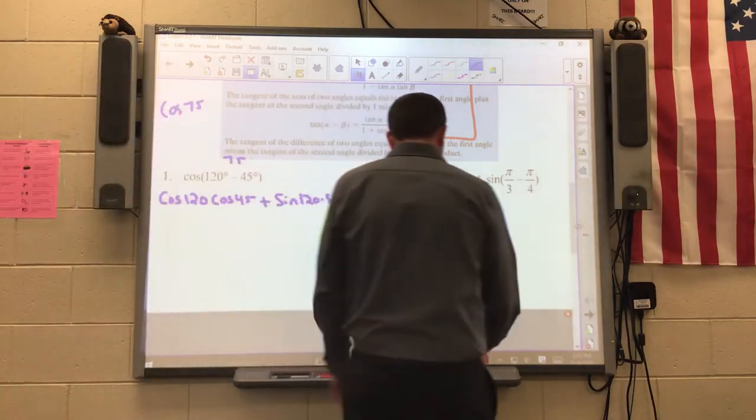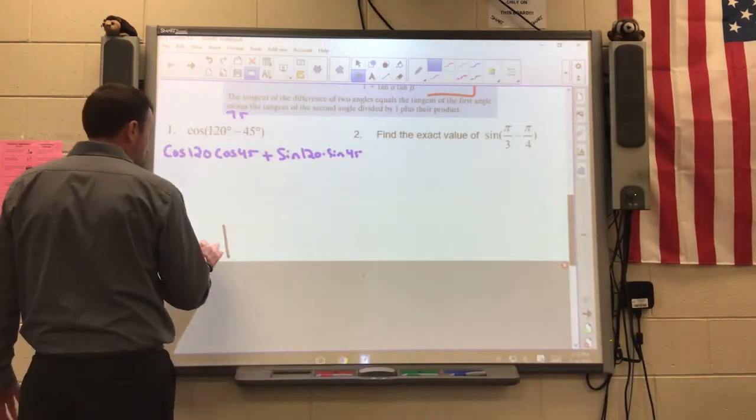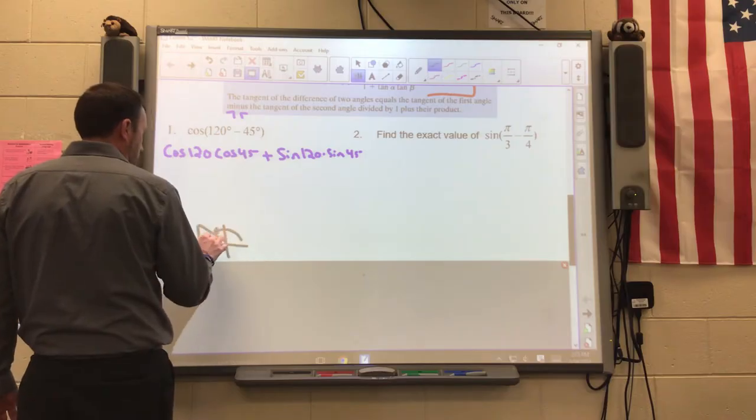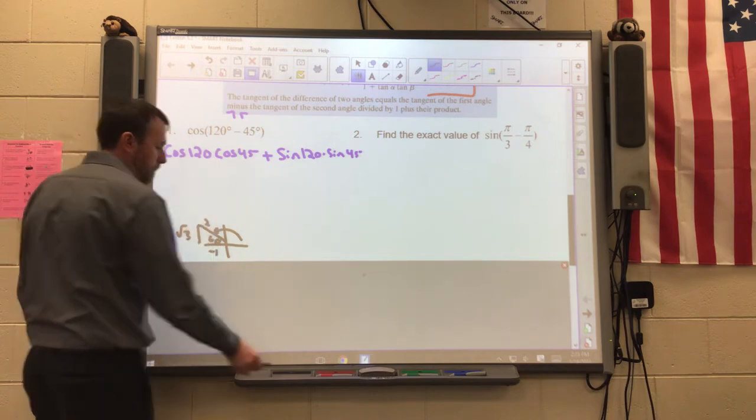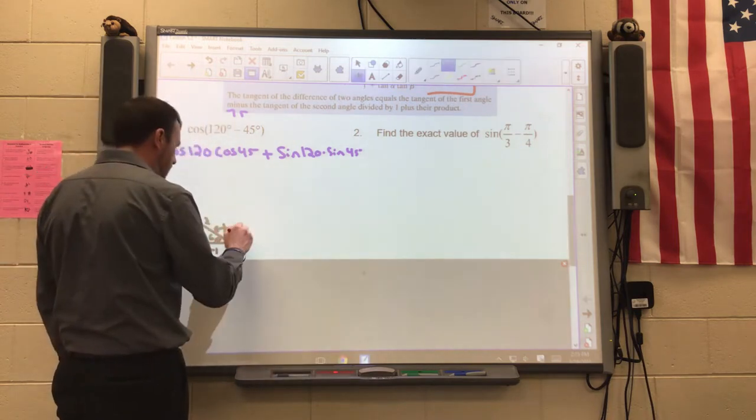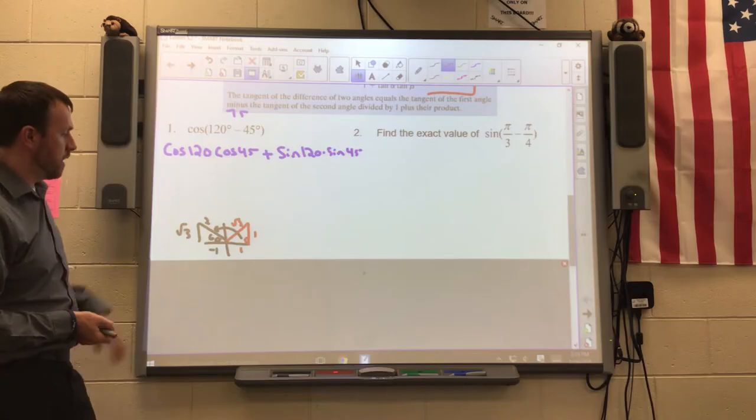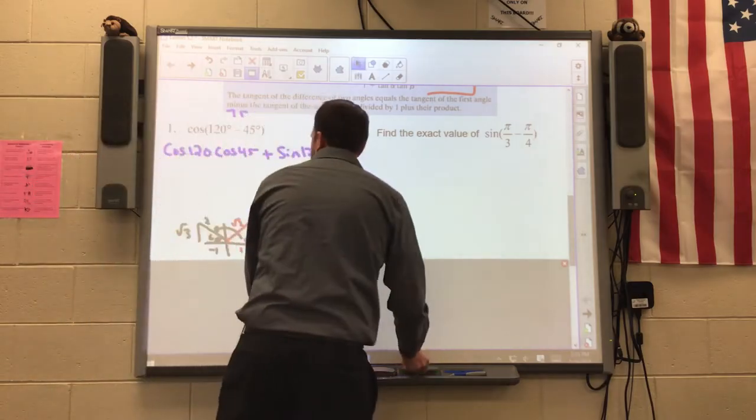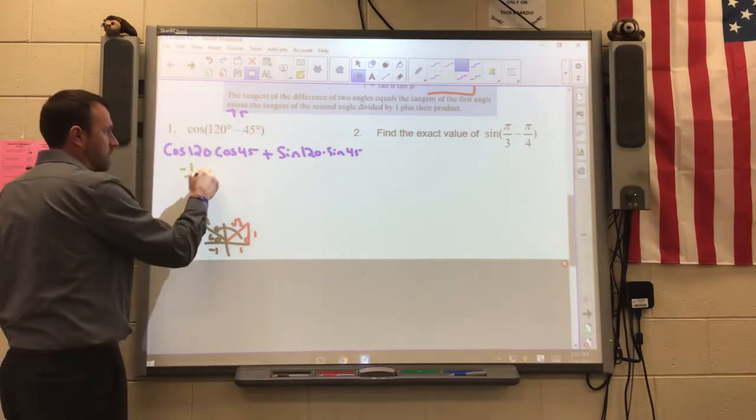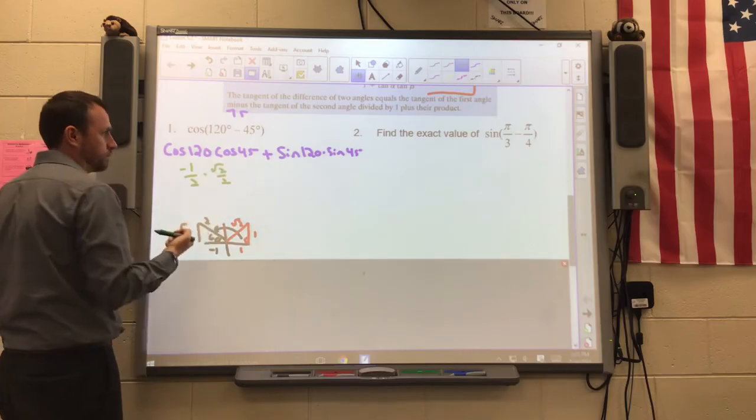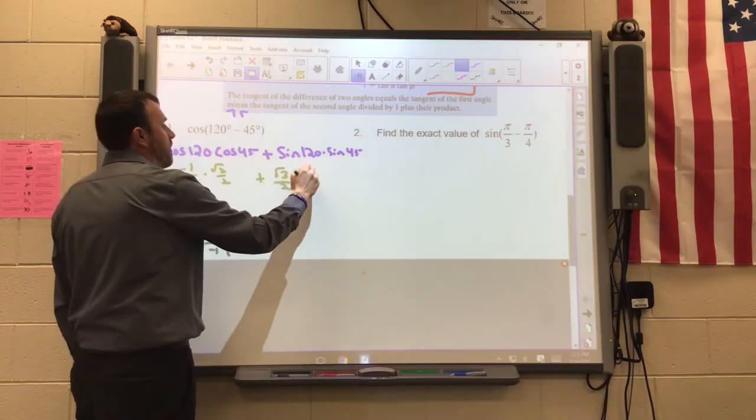Now, maybe you need to draw some triangles in. Maybe you don't know off the top of your head where 120 degrees is. We're going to end up with a 60-degree angle in the second quadrant, where root 3, negative 1, and 2 is how I label my picture. And then for 45 degrees, we'd have a 45, 45, 90 triangle in the first quadrant. So now I can find the cosine of 120. Cosine is my x over my radius, negative 1/2. Cosine of 45 is root 2 over 2. Sine of 120, that's my y over my r. And then the sine of 45.